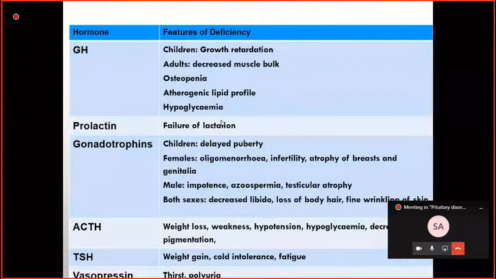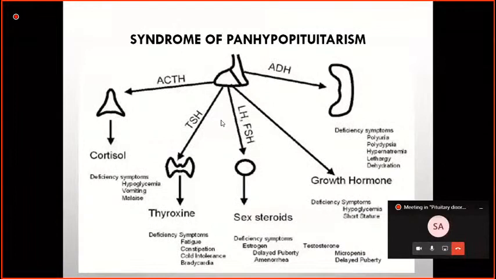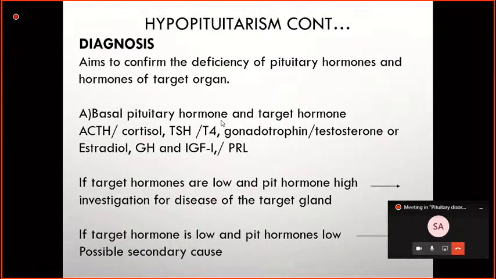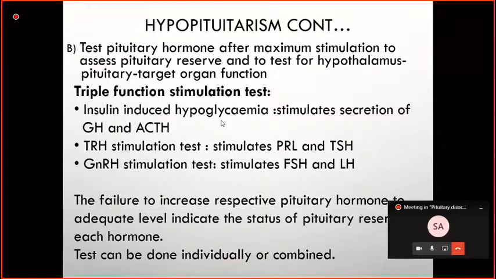So this list shows the deficiency features of hypopituitarism related to the different hormones that are affected. And remember, you can also have diabetes insipidus. This one you can read yourself. Okay, so I want to go a little bit into the dynamic test.